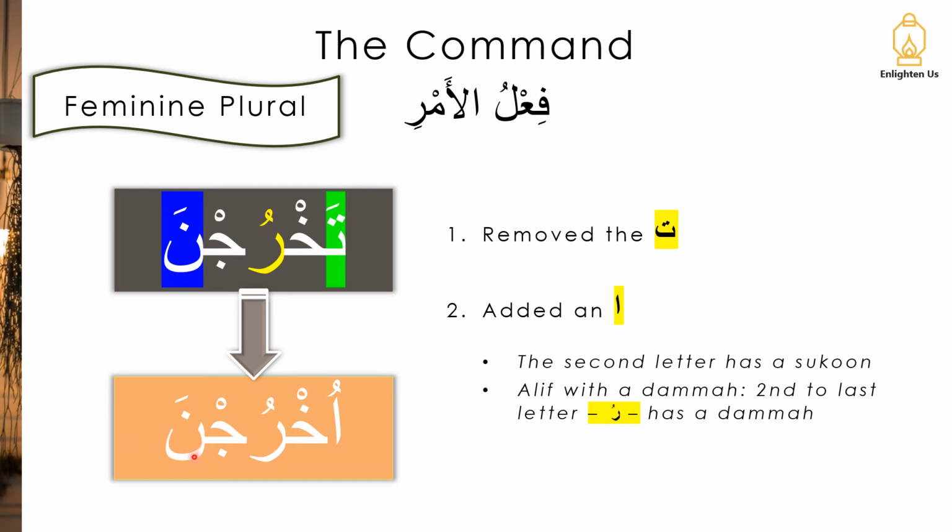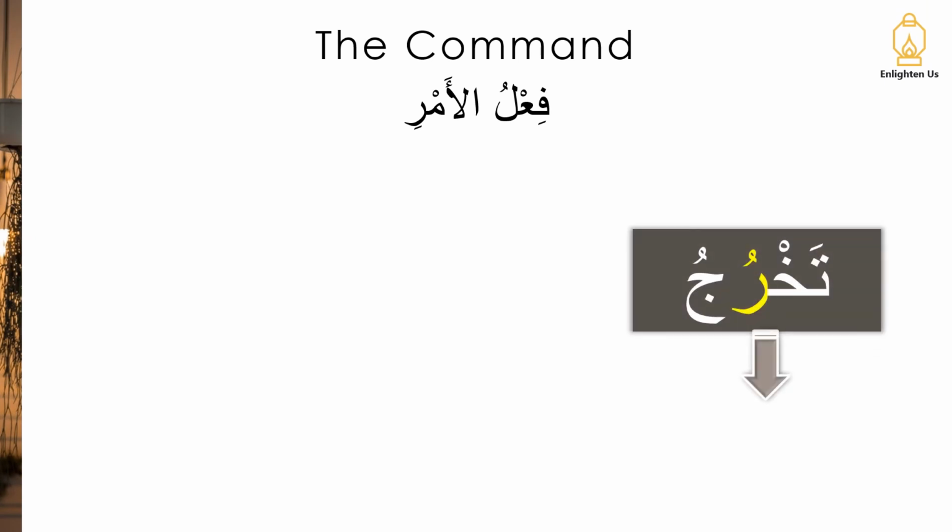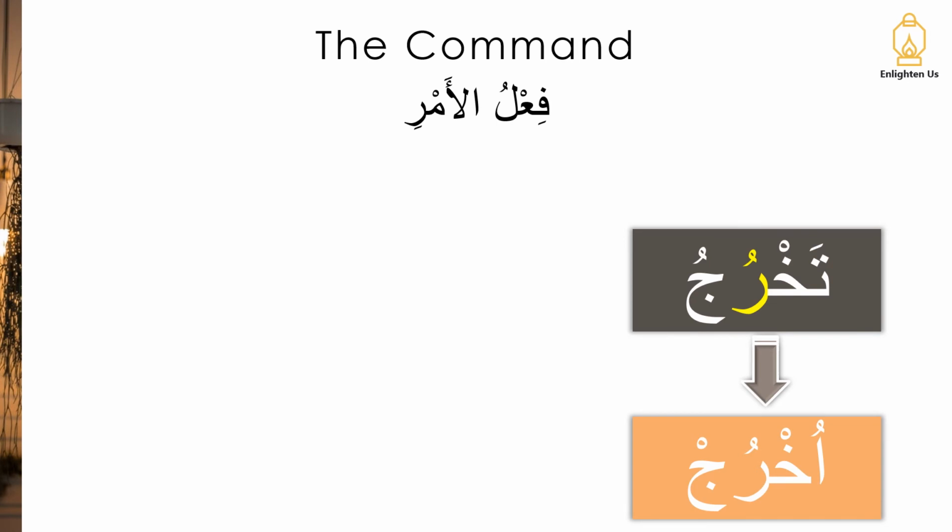And again, the noon here denotes the pronoun, the doer, that it's they, and specifically a group of females. And lastly, for the feminine plural, there is actually no change to the end. We don't change the harakat, we don't remove anything. It remains the same. Okay. Now we know with تخرج, it becomes أخرج. The alif carries a dhamma. We know the alif carries the dhamma because the ra has a dhamma.